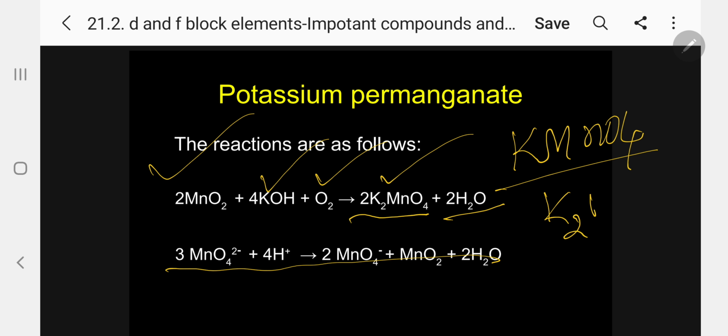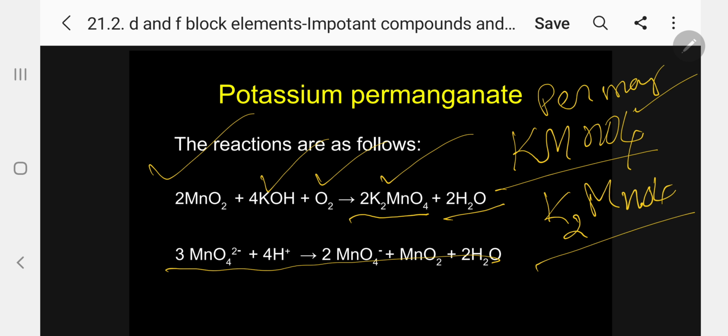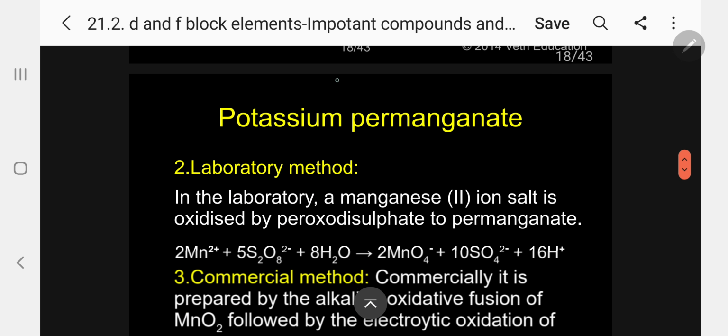Potassium, this is manganate. This is permanganate. Please understand the difference. For KMnO4, potassium permanganate; this is potassium manganate. So the first step, we are getting potassium manganate. Here I am writing in the form of an ionic equation that the manganate ion in acid medium is converted into permanganate, MnO2 and water. This is the reaction we are preparing.